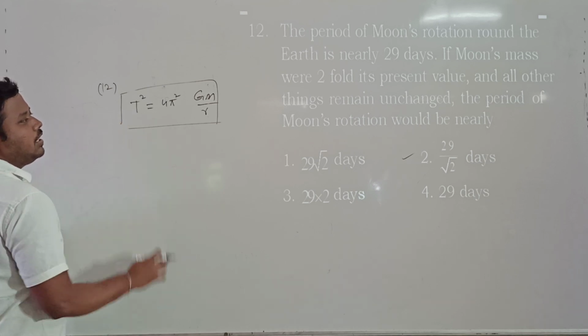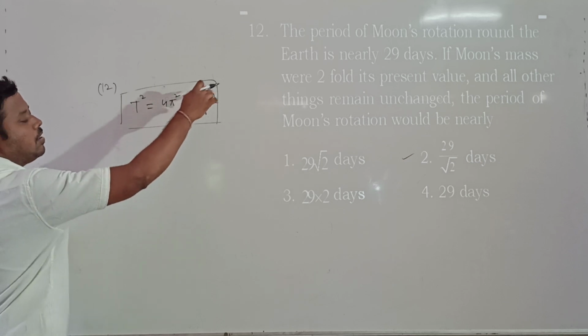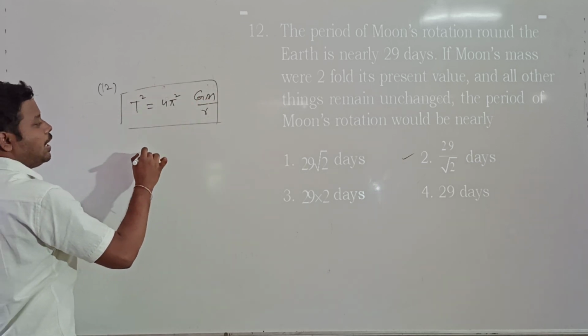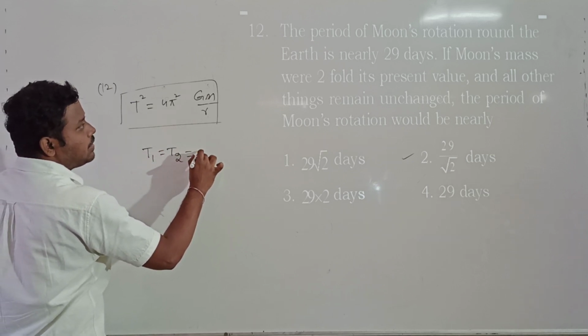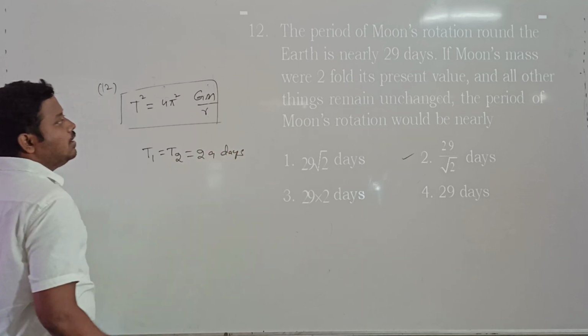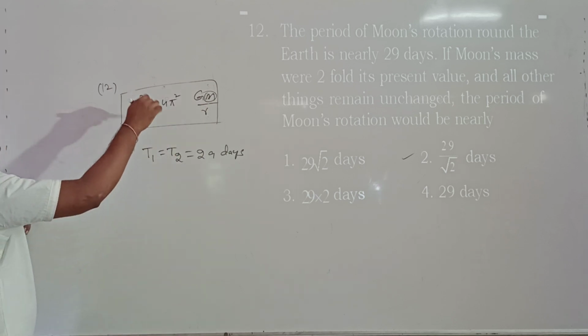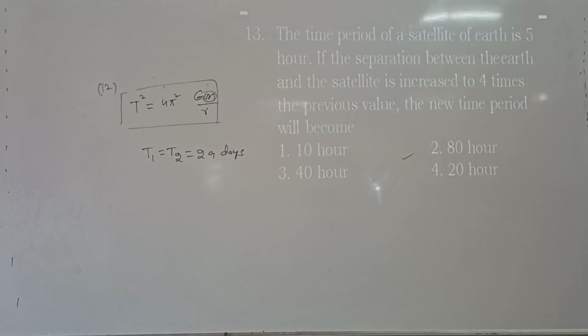So this time period value does not depend upon mass of the satellite. Means because of changing the mass of the moon, the time period value does not change. The time period value will remain the same. So before and after, time period will be the same as that of 29 days. Are you getting it? The time period depends only on the mass of the planet. That is the 12th question.